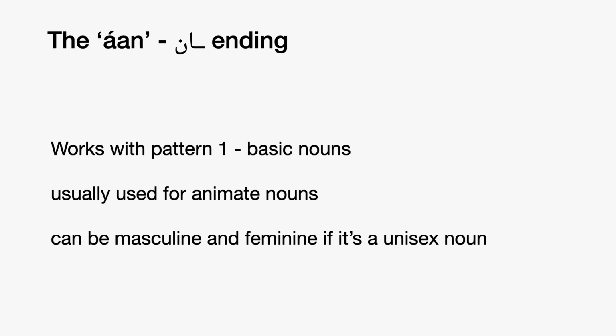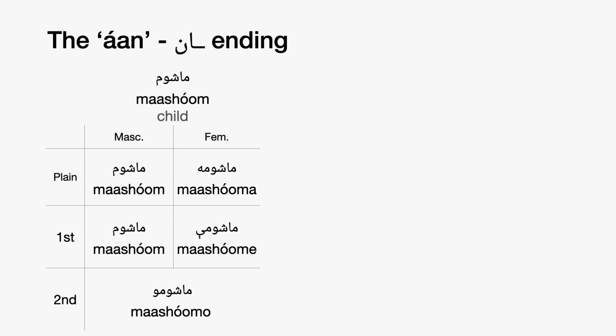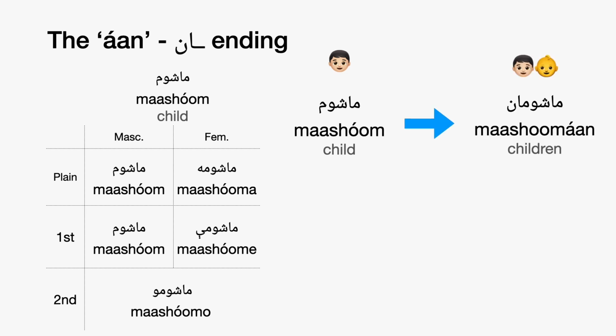And this can be masculine or feminine if it's on a unisex noun. How does that work? Well, mashum, like we saw before, is a unisex noun. It can be either masculine or feminine. Mashum for a masculine child and mashuma for a feminine child. So if we have mashum, a male child, the plural is going to be mashuman for a bunch of male children or a mixed group of children.